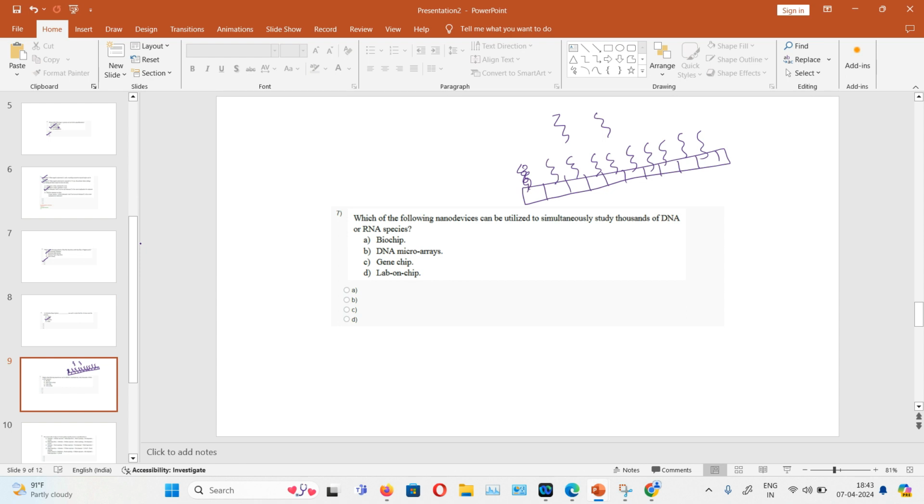So the DNA which we require, or the properties of the DNA which we are giving as the sample, can be understood. And this method is known as DNA microarrays. The method is called DNA microarrays. So the answer for that question is option B, which is DNA microarrays.